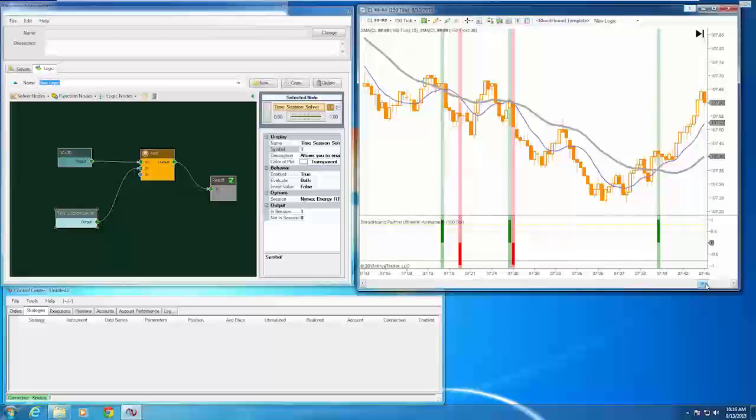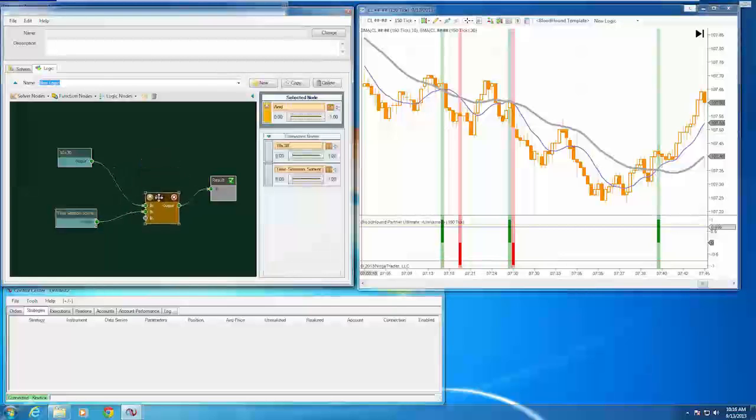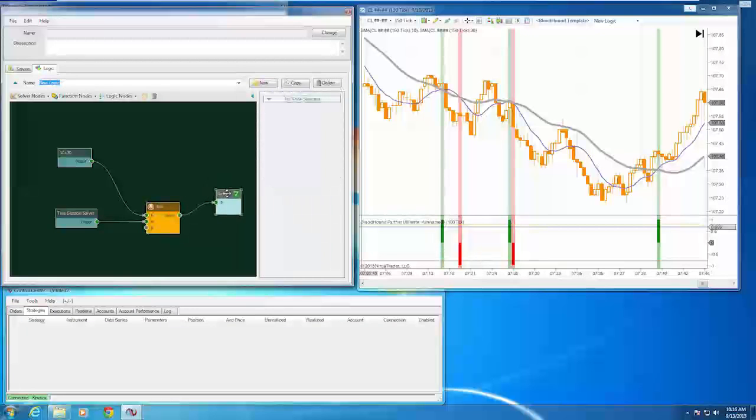So what we want to build, again, is rather more complex than this, and what we're going to do is try to count up to 3 signals during your regular trading hours.